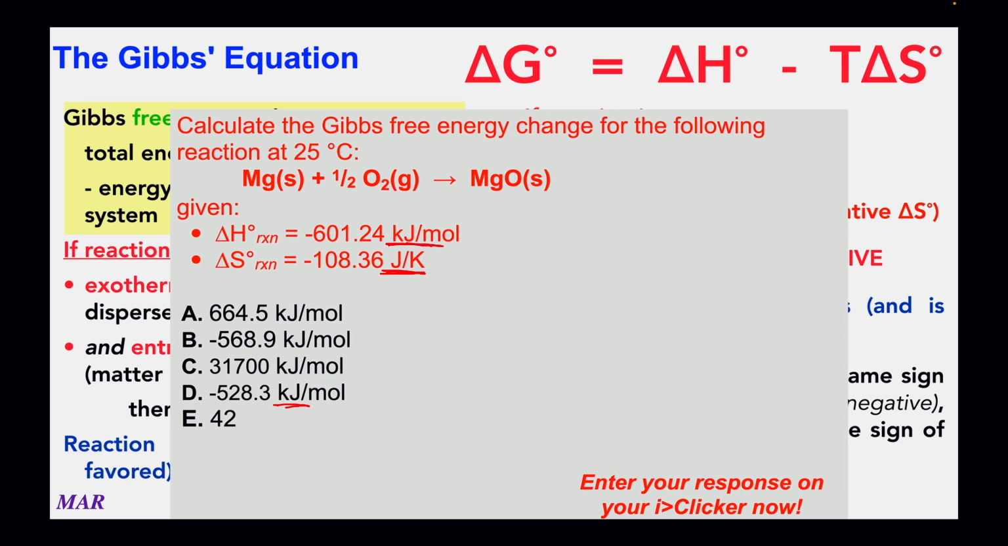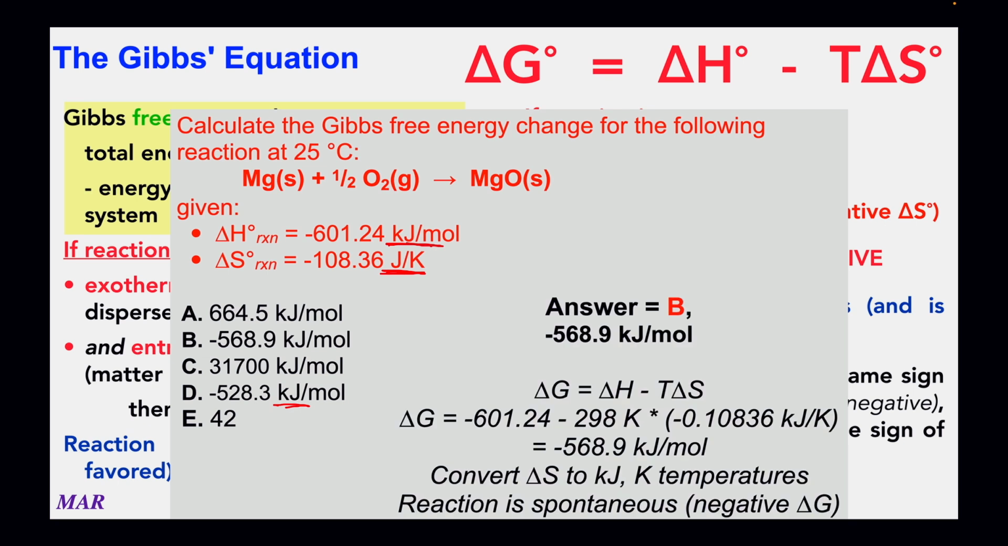So if you do the math, delta H minus T delta S, where T is the Kelvin temperature, 298. We'll multiply it by minus 0.10836, turn it into kilojoules. If you do all of that, you get answer B, minus 568.9 kilojoules per mole. This is a negative delta G, so that means it's spontaneous. That reaction is going to occur. Pretty cool. So magnesium will react with oxygen to make magnesium oxide. We know that because delta G is negative. It's spontaneous. It's going to happen.